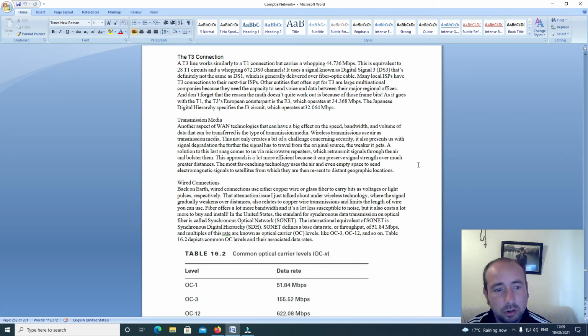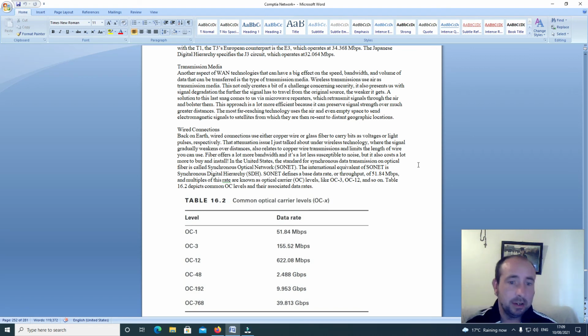As it goes with the T1, the T3's European counterpart is the E3, which operates at 34.368 Mbps. The Japanese digital hierarchy specifies the J3 circuit, which operates at 32.064 Mbps.